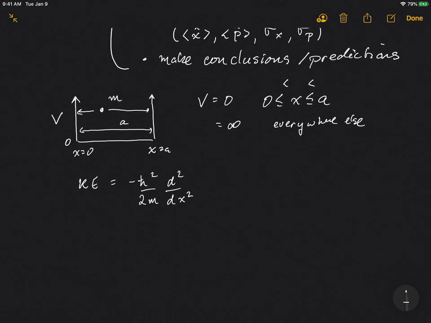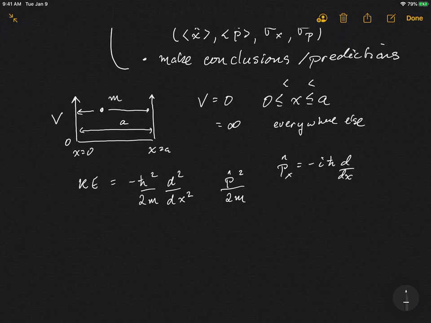In other words, that's p squared over 2m, where p is the momentum operator minus i h bar d dx. That's for momentum along the x-axis. There's only one axis here. This is a 1D problem at this point.